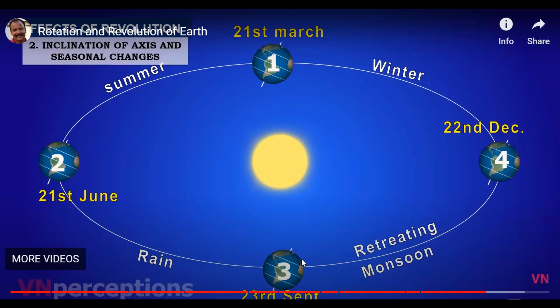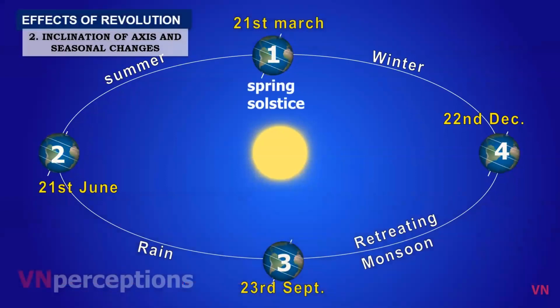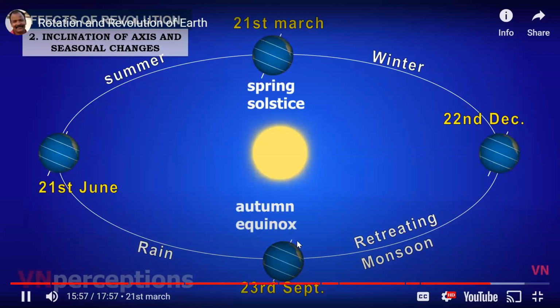What is this 21st June and 22nd December saying? Nights are shorter. Very good. Anyway, that is winter solstice and one is summer solstice. The first position is referred to as spring equinox, and the third position is referred to as autumn equinox. So what does equinox mean? Equal day and equal night.